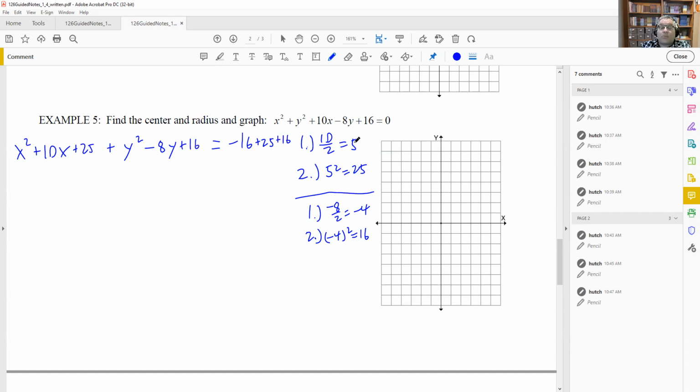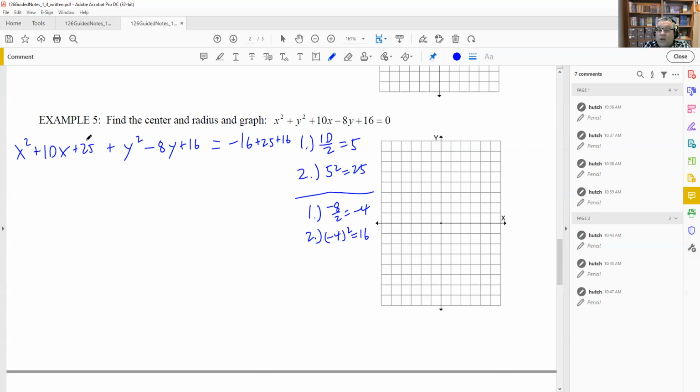Now the reason why it's important to add it to both sides is because if I just add 25 and 16 here without adding it on this side, the equation is not balanced, and I've actually changed the original problem from what it is. So this is very important to remember to add that number to both sides. It's the most important step, and that's usually where most people make the mistake, is forgetting to add that to both sides.